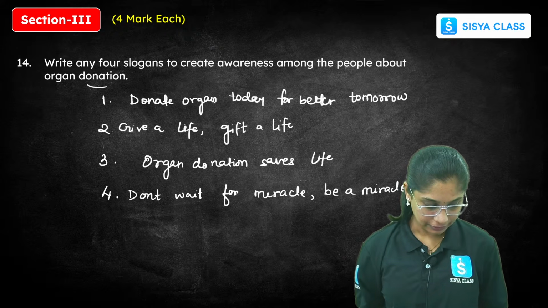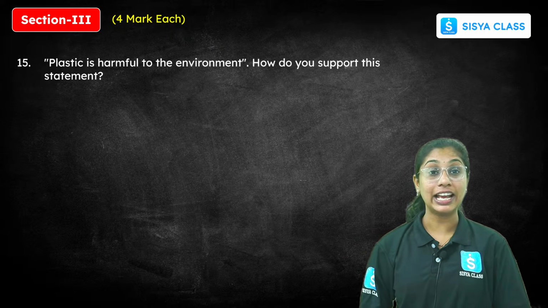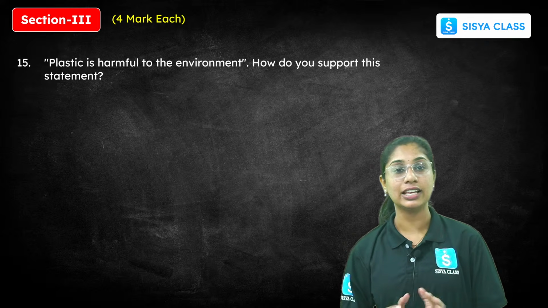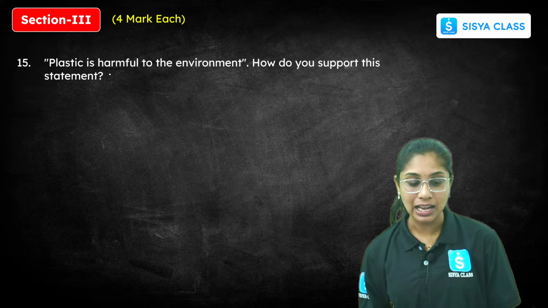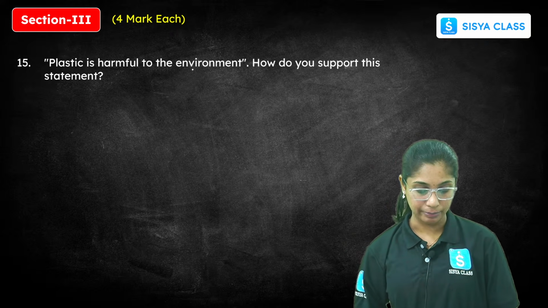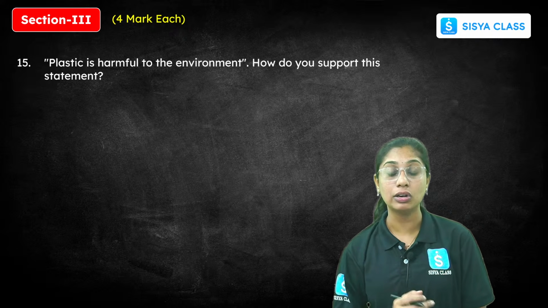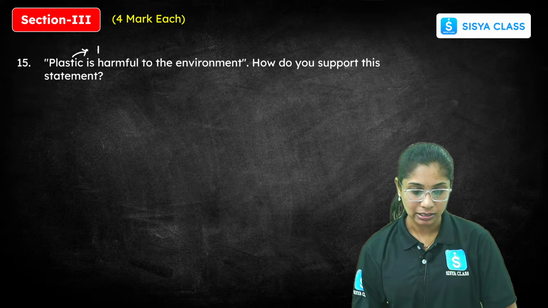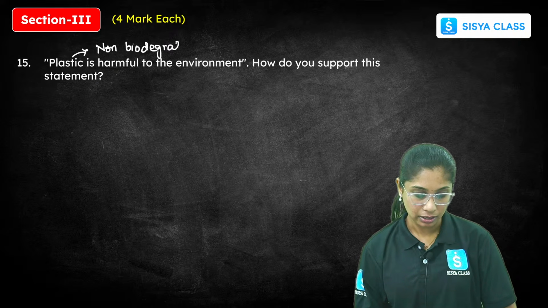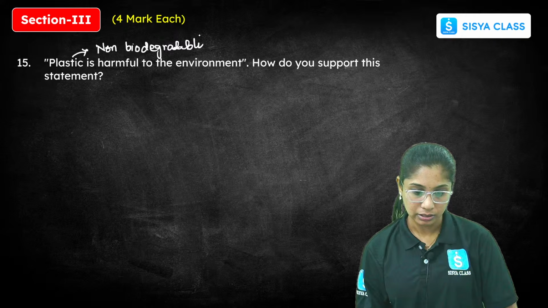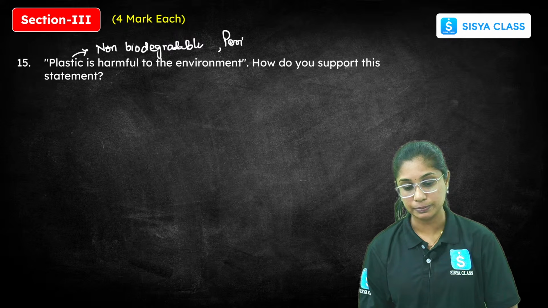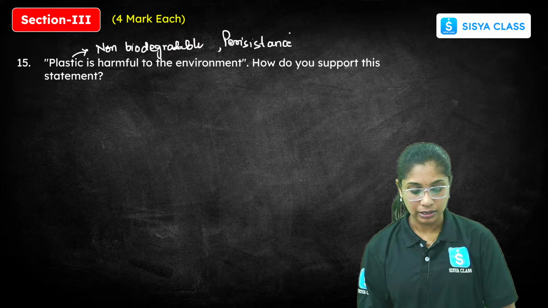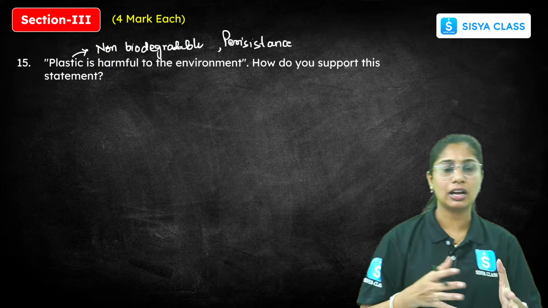Fine. All right. So next one, the 15th question. This is the section 3, 4-mark question. Plastic is harmful to the environment. How do you support this statement? Why is plastic harmful? Because plastic is non-biodegradable and it is persistent. The plastic remains in the environment for 100 to 1000 years.